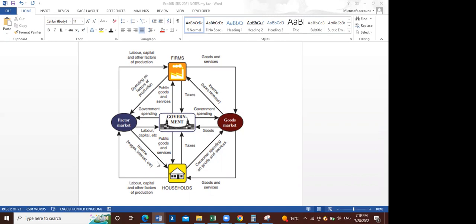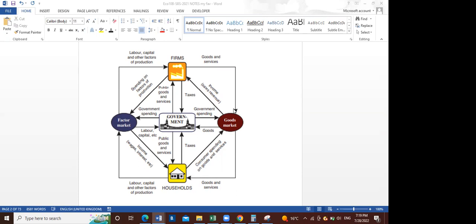As the households provide these factors of production to the firms, that is where we have the creation of what we refer to as the factor market within an economy. That is the market where factors of production are traded: the labor market, the capital market, etc. Then the firms make use of these factors of production, the land, the natural resources, the labor, the capital, to produce goods and services. As they produce these goods and services, we have the creation of what we refer to as the goods market, or the goods and services market in broader terms.